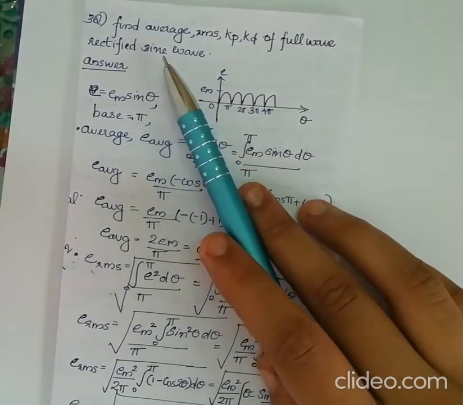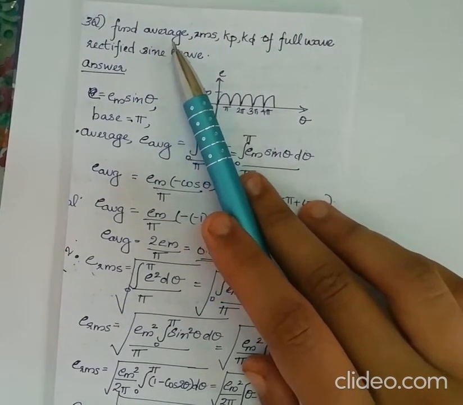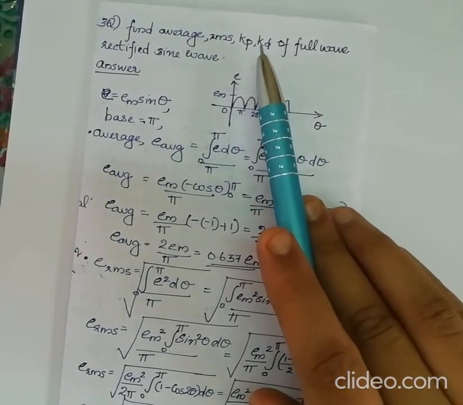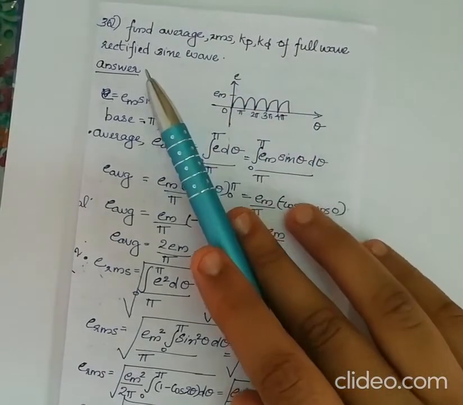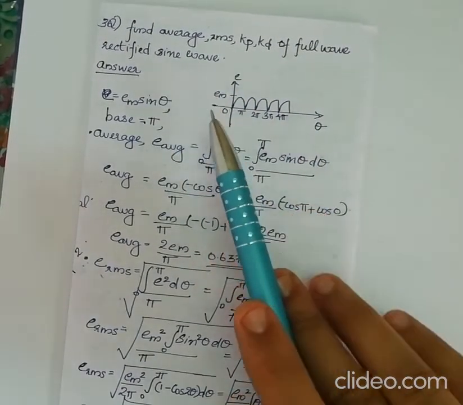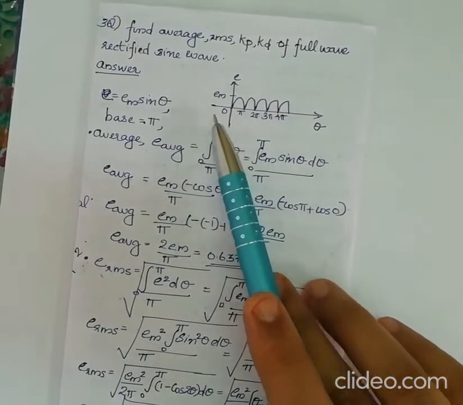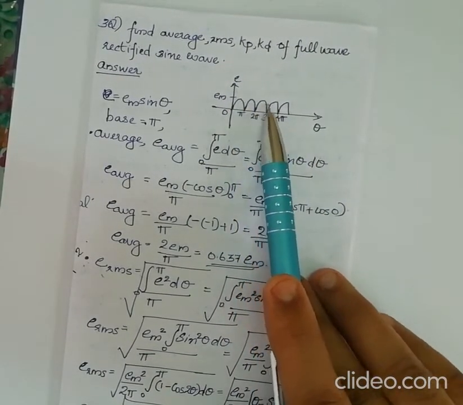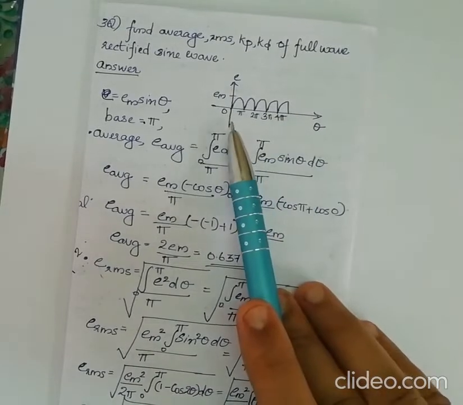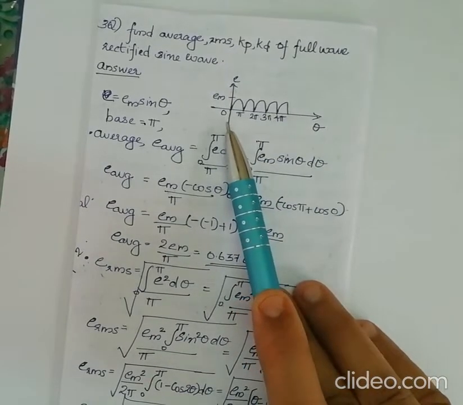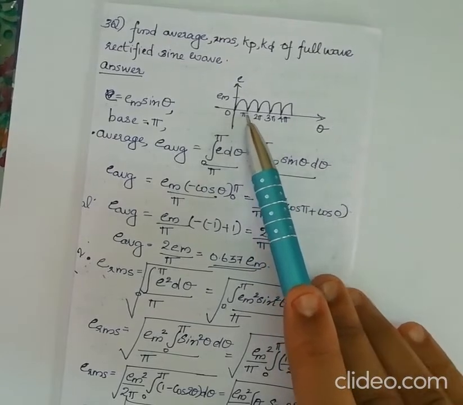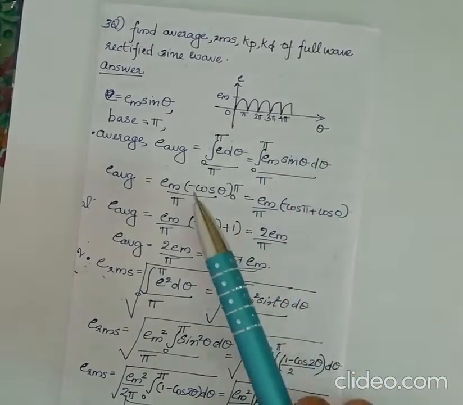Hi everyone, today we will find how to solve the average, RMS, peak factor, and form factor of a full wave rectified sine wave. As we know, the full wave rectified sine wave consists of pulses during both the positive and negative half cycle. So the complete cycle can now be taken as the pi interval. From 0 to pi, all the sine waves are getting repeated.